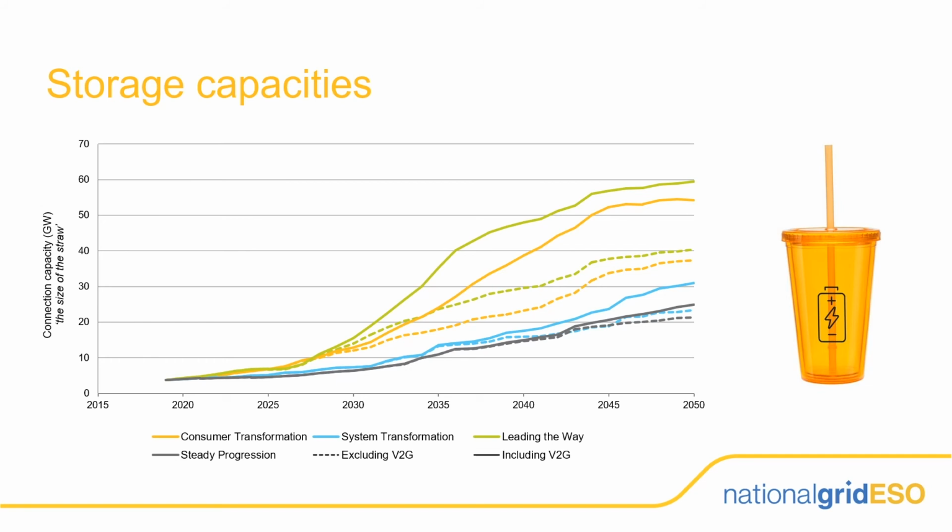Now, in regards to the total market participation, for every vehicle that is available to supply power back to the grid, there is another vehicle to grid capable vehicle that is not available. Across the scenarios, vehicle to grid is largest in Leading the Way at 19 gigawatts in 2050.